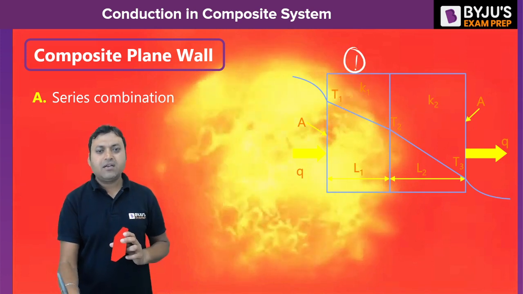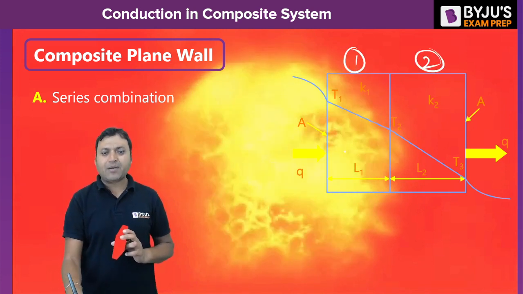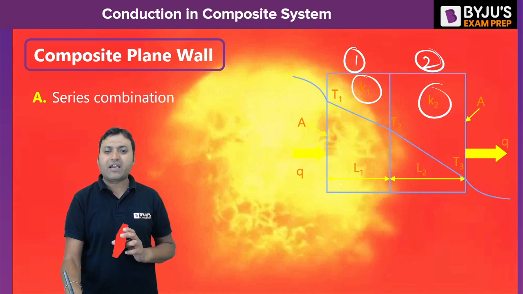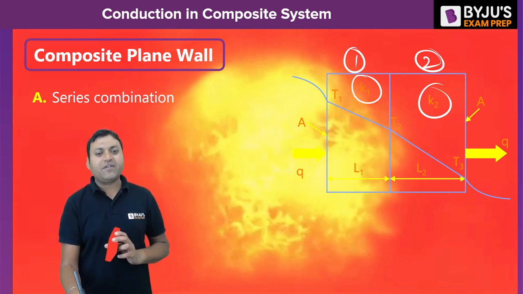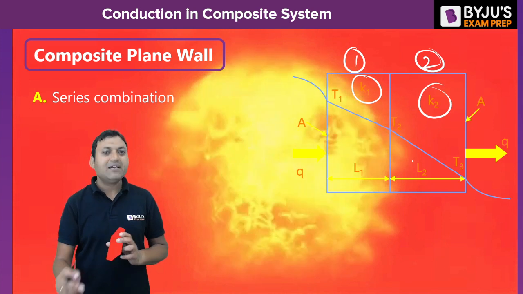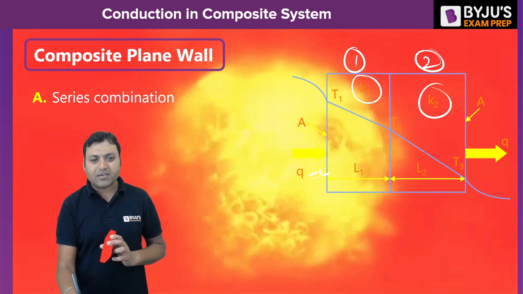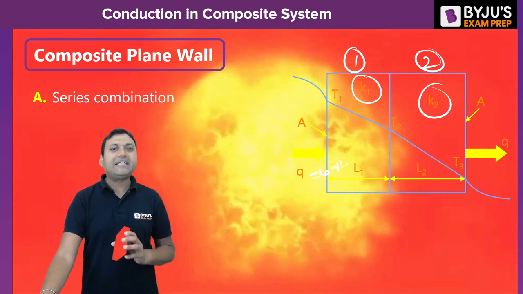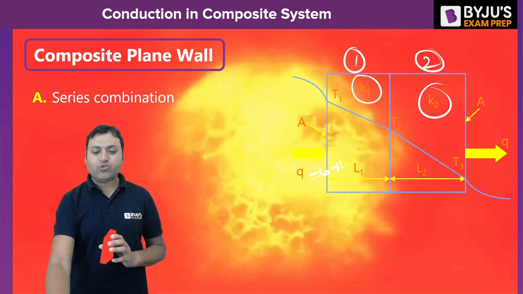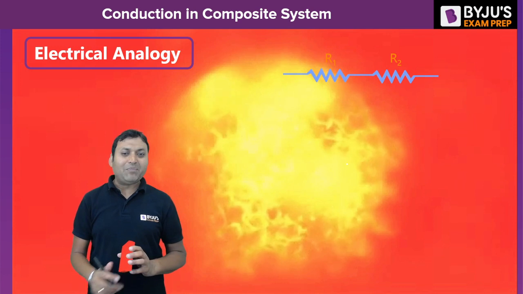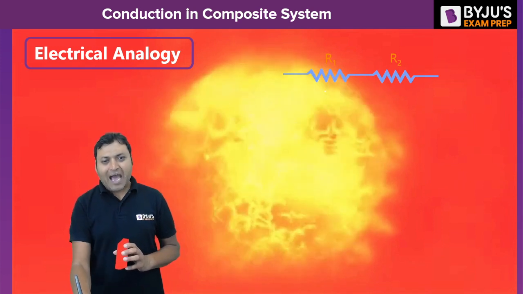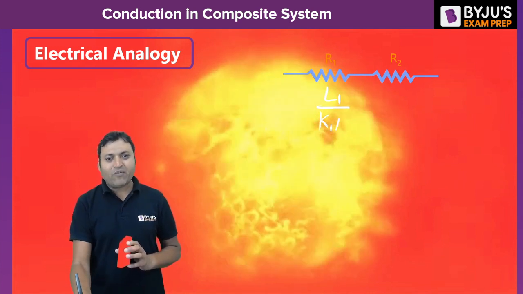This is one material, this is another material. Thermal conductivities K1 and K2 are given. The thicknesses are given as L1 and L2. The direction of heat transfer will be from left to right, and Q will remain constant because there is neither any heat generation nor any heat storage. So if we draw the circuit diagram for this, then there will be two thermal resistances. For R1, it will be L1 by K1 into A.